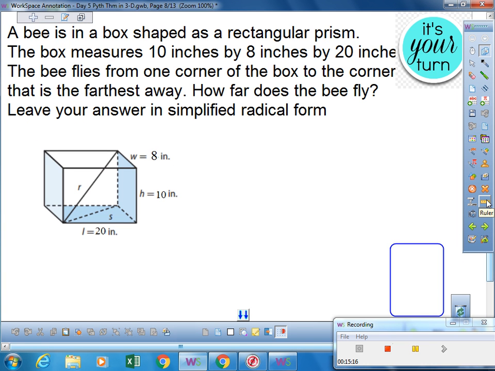So this one I want you to try on your own. A bee is in a box shaped like a rectangular prism. The box measures 10 inches by 8 inches by 20 inches. The bee flies from one corner of the box to the other that is furthest away. How far does the bee fly?